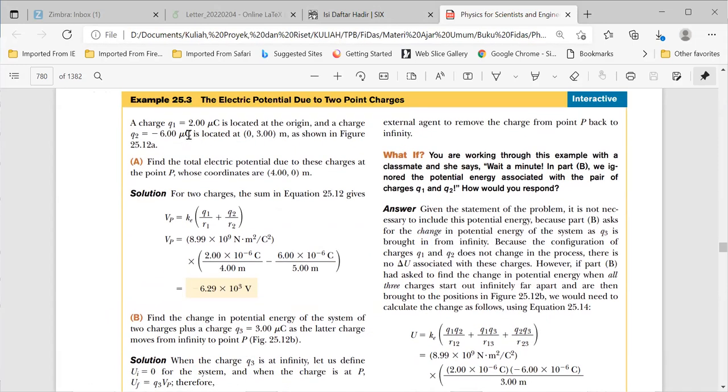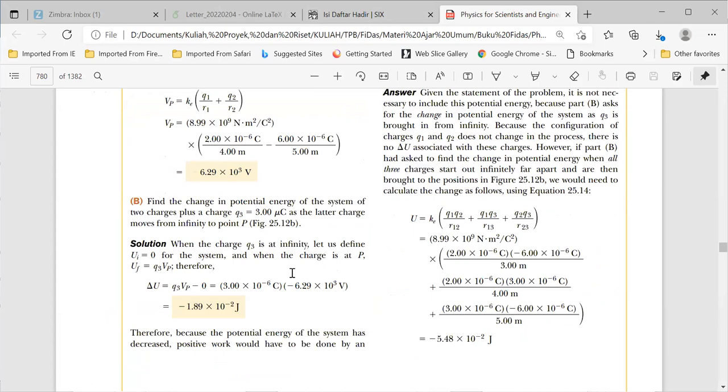Jadi ini contoh dua buah muatan, Q1 Q2, potensial di titik P akibat dua muatan ini yang jaraknya 4 meter itu adalah ini. Kemudian ketika ada sebuah muatan yang disebut muatan uji, katakanlah Q3, Q1 dan Q2 ini melakukan usaha memindahkan dari jarak yang sangat jauh atau tak hingga ke titik P. Jadi beda energi potensialnya, delta U, adalah Q3 kali VP dikurang 0, karena di tak hingga potensialnya 0. Jadi Q3 VP kurang 0.